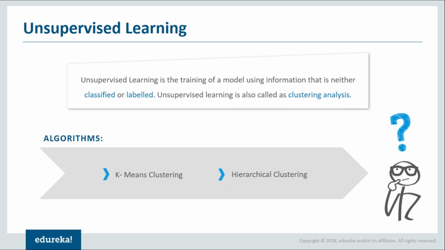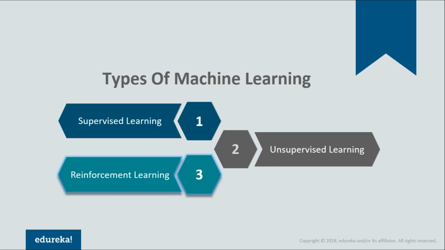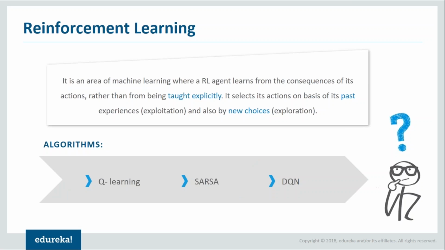So this was all about unsupervised learning, and the third type of machine learning is reinforcement learning. Reinforcement learning is basically when your computer tries to take decisions on its own rather than being taught explicitly. The computer's aim is to maximize reward when it does an action.